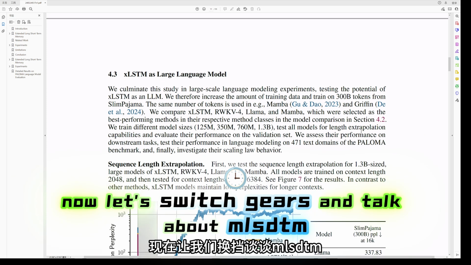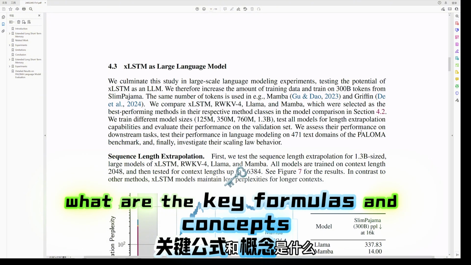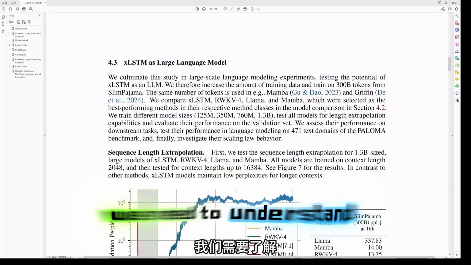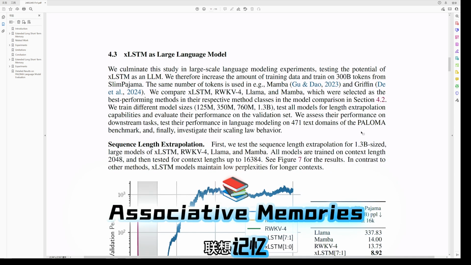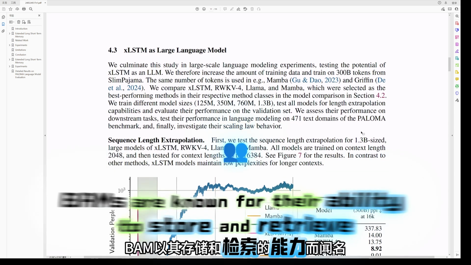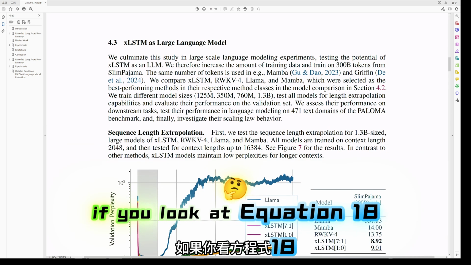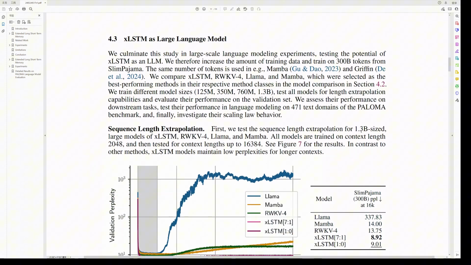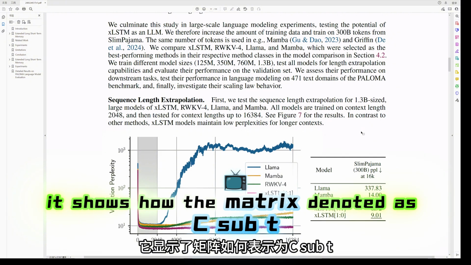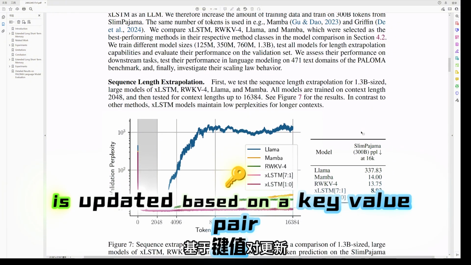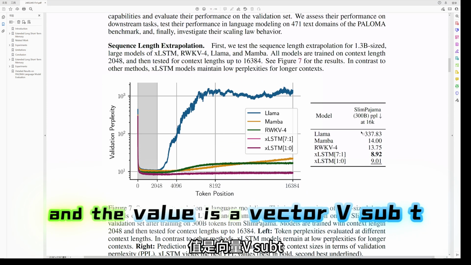Now let's switch gears and talk about mLSTM, the one with the matrix memory. What are the key formulas and concepts we need to understand to unlock its secrets? mLSTM takes a page from bidirectional associative memories, or BAMs. These BAMs are known for their ability to store and retrieve pairs of vectors. If you look at equation 18, you'll see the covariance update rule. This is the core of mLSTM's matrix memory. It shows how the matrix denoted as C sub t is updated based on a key value pair. The key is a vector k sub t, and the value is a vector v sub t.